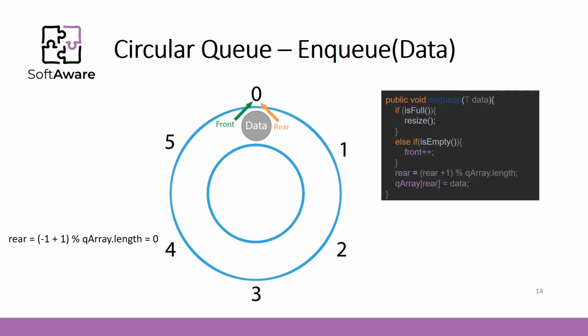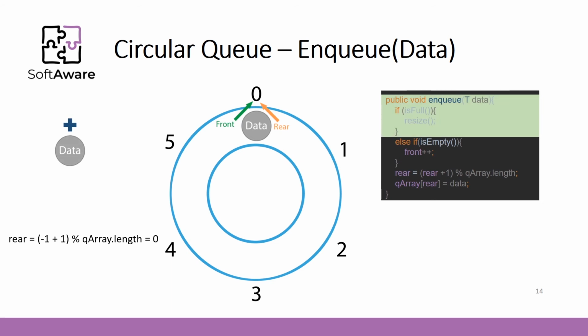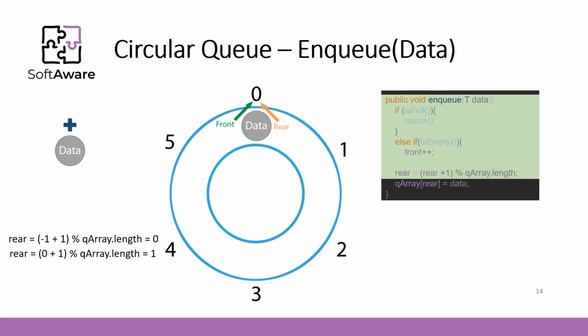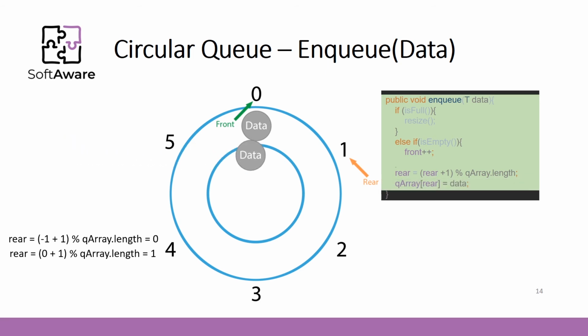Let's see once again how we would enqueue another data in circular queue. This time we would skip 2 if statements as we neither have full nor empty array. So again, the formula is executed for rear variable. This time it would be equal to 1. And again, we get our rear as the index of queue array and assign data to that index.